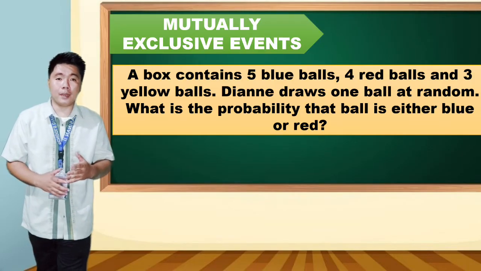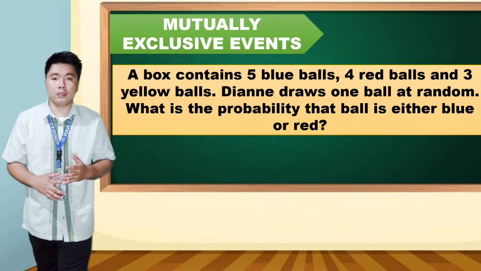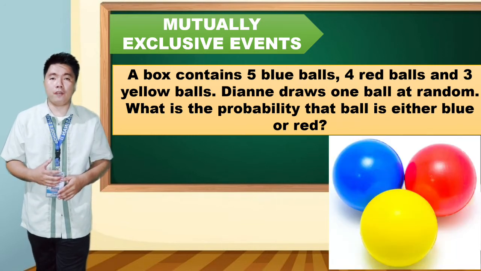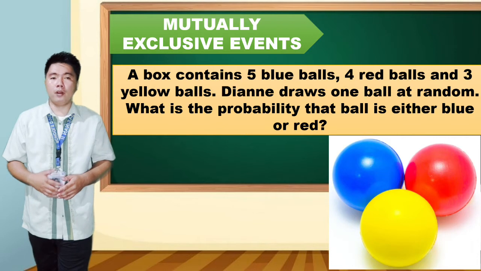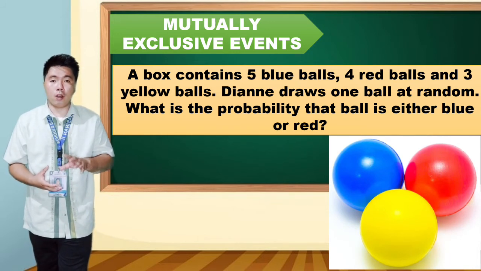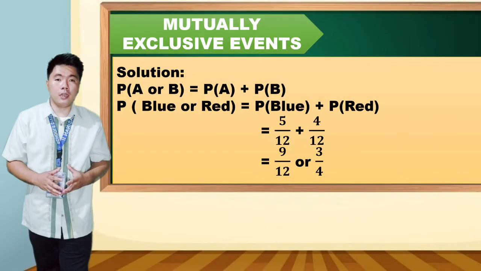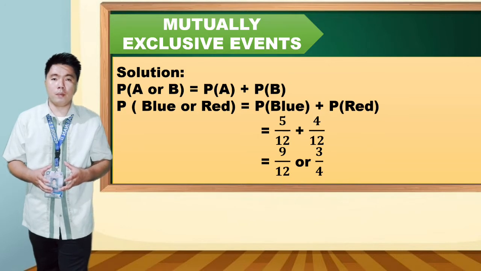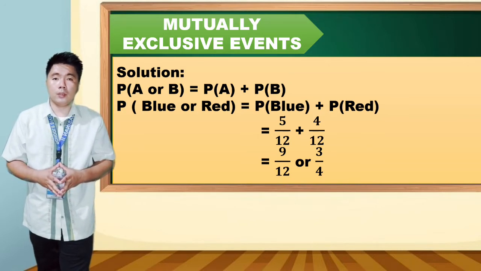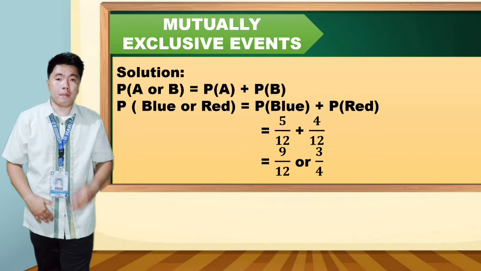Okay students, another example for the probability of mutually exclusive events. A box contains 5 blue balls, 4 red balls, and 3 yellow balls. Diane throws 1 ball at random. What is the probability that the ball is either blue or red? We just need to focus on the blue or the red balls. For our solution, again, we use the formula: probability of A or B is equal to probability of A plus probability of B.